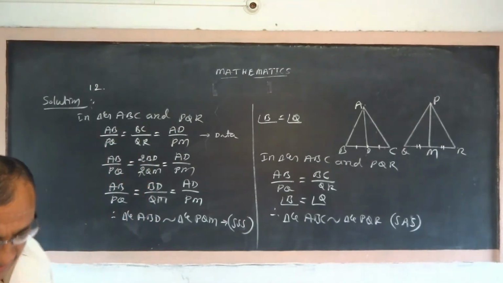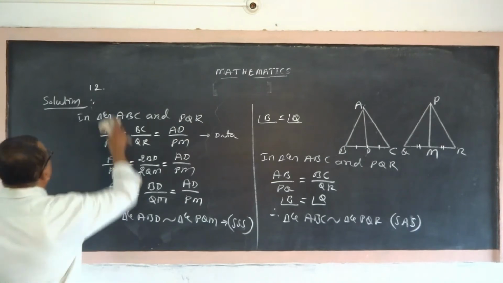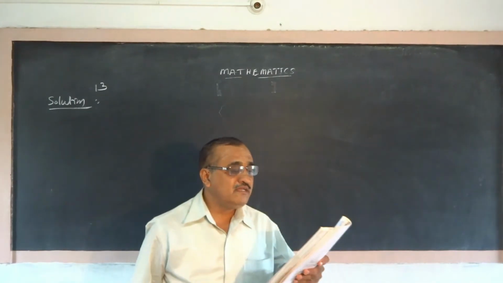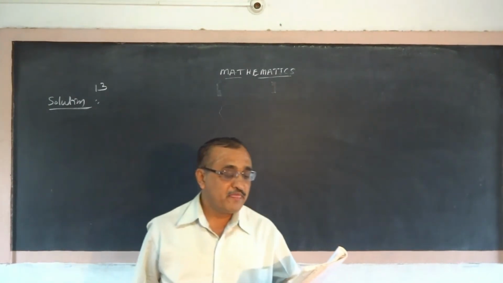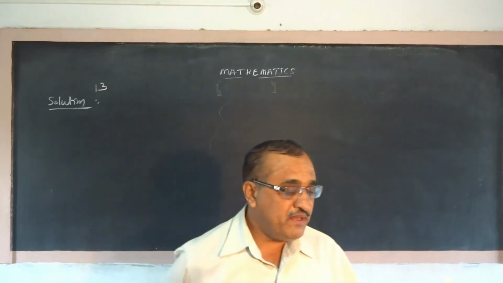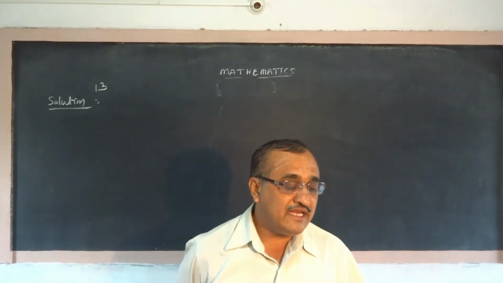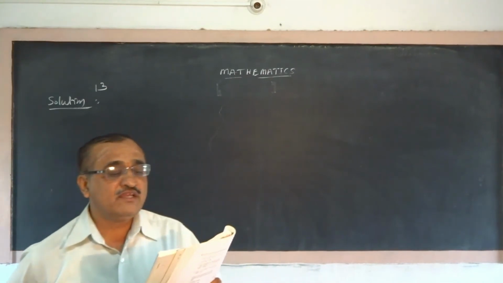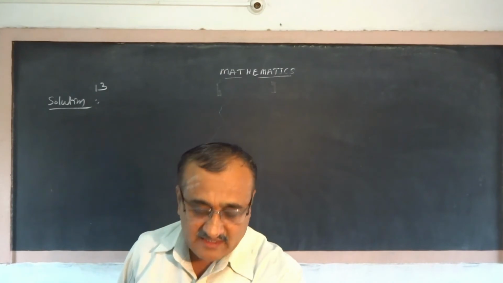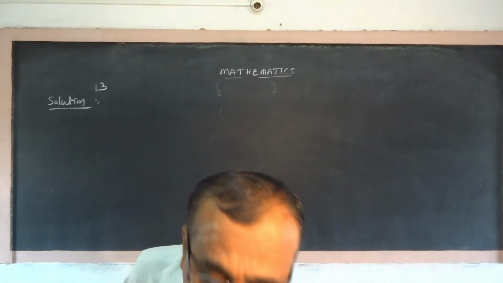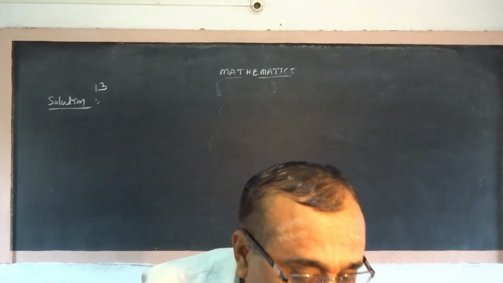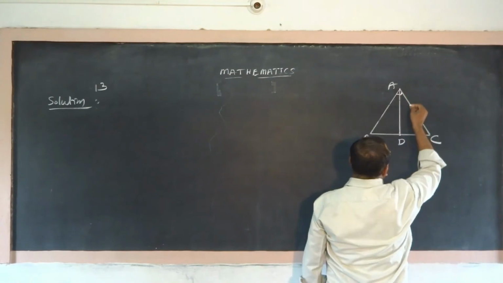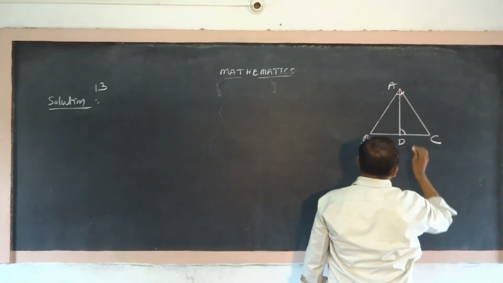Is it? Now let us take the next problem, the 13th problem. D is a point on the side BC of a triangle ABC such that angle ADC is equal to angle BAC. Show that AC squared equals CB into CD. Have they given the figure? No. You are required to draw a figure. Draw a triangle ABC like this. This angle and this angle are equal.